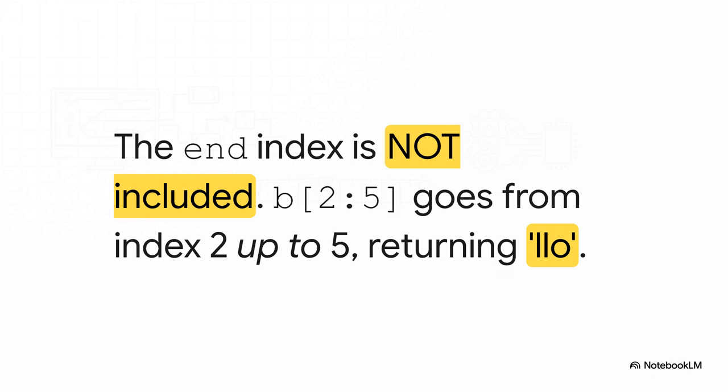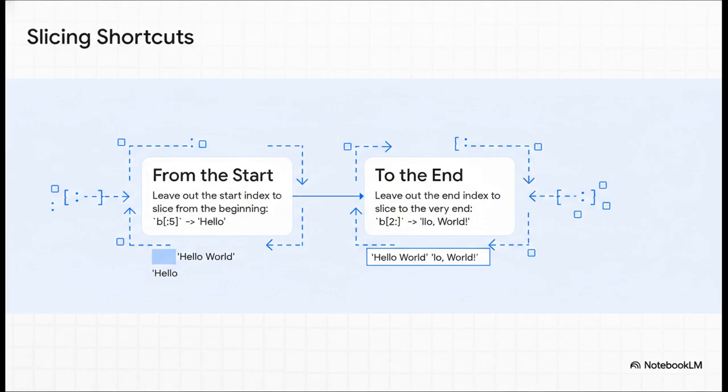So if we ask for a slice from 2 to 5, we get the characters at index 2, 3, and 4. The character at index 5 is where we stop. That's why the result is hello. Python also gives us a couple of really handy shortcuts. If you want to slice from the very beginning of the string, you can just leave the start number blank. Super easy. And if you want to slice all the way to the very end, just leave the end number blank. It makes the code really clean and easy to read.